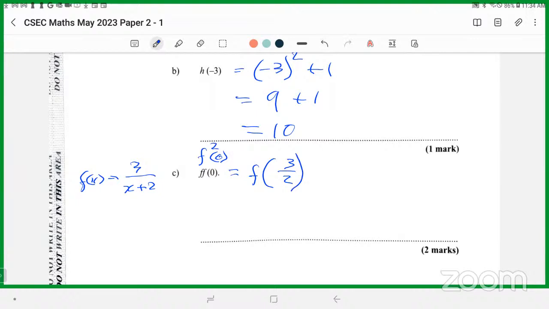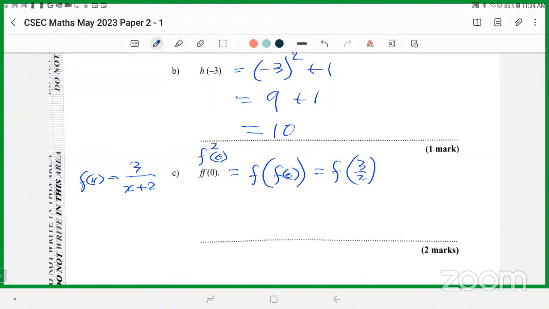What does this mean now? I want to put the 3 over 2 back in the same f function, because we're now finding f of 3 over 2. This inside here is f of 0 now. So let me write it another way. This is the same as f of 0, and the f of 0 is, when I put 0 there, it becomes 3 over 2. So this becomes f of 3 over 2.